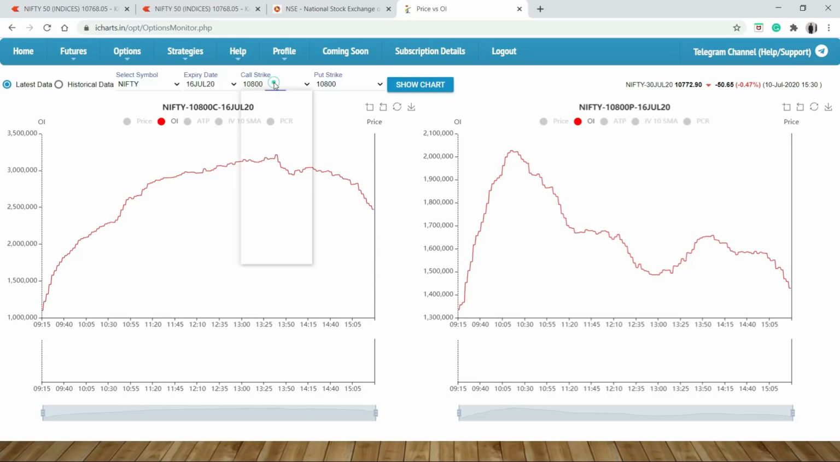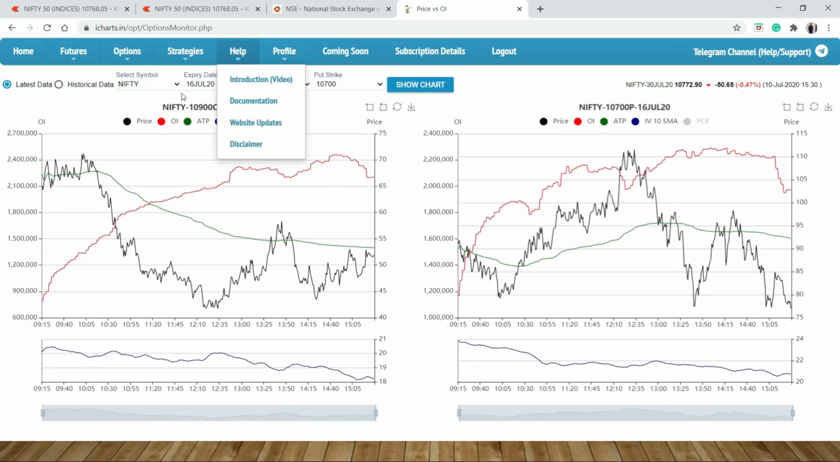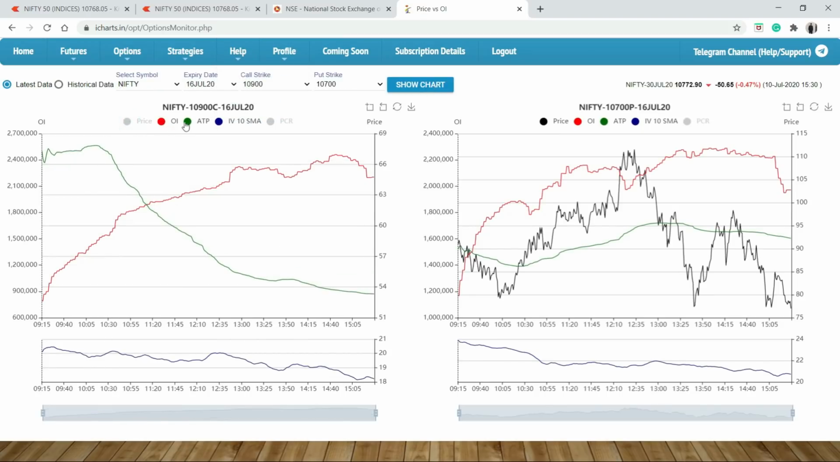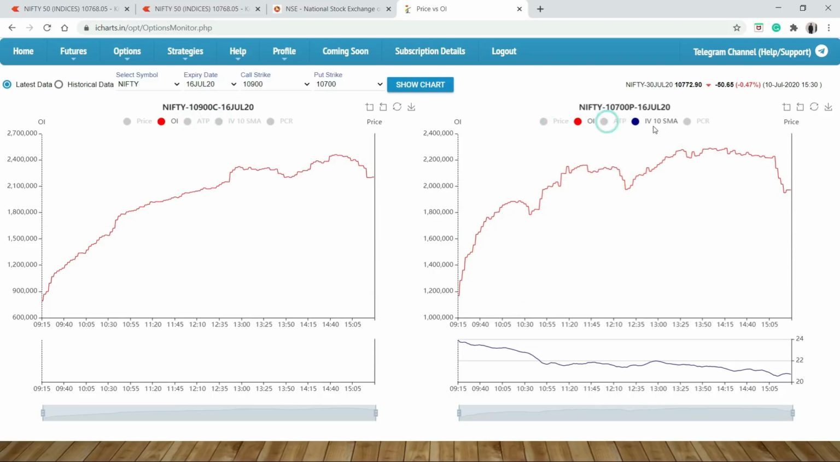Let's check the 10,900 call and 10,700 put, from the nearest OTM. The nearest OTM is again very important for trend confirmation. So in the 10,900 call and 10,700 put, again we remove all other parameters because they are not needed. We have to focus only on the OI.